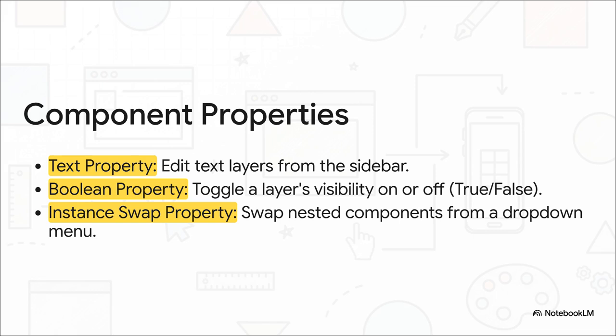The text property, well, that lets you change text. The Boolean property is just a simple on and off switch for any part of your component. And the instant swap lets you pick from a list of other components to swap in. Perfect for, say, changing a search icon to a settings icon with just one click.